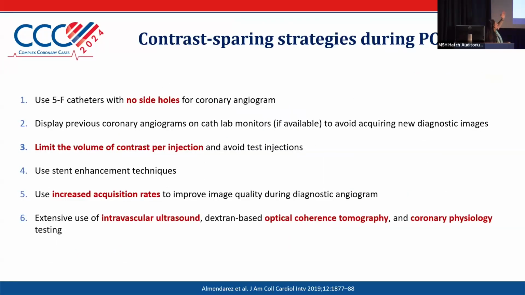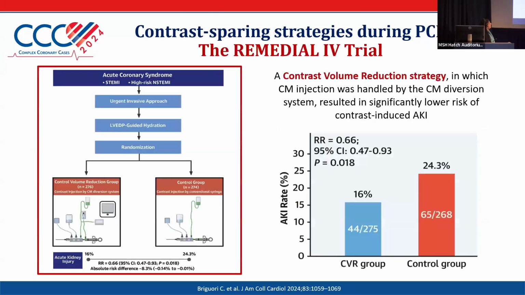And then, of course, there are very important strategies. No side holes, because you don't want to lose lots of the dye. Display the previous angiograms, fluoro save, no cine, and don't just keep punching it in. Limit the volume per injection. Watch your fingers, don't keep pushing through. You can dilute the contrast. Use stent enhancement techniques instead of just puffing dye in. Increase acquisition rates so you can see image quality better, and make extensive use of intravascular imaging.